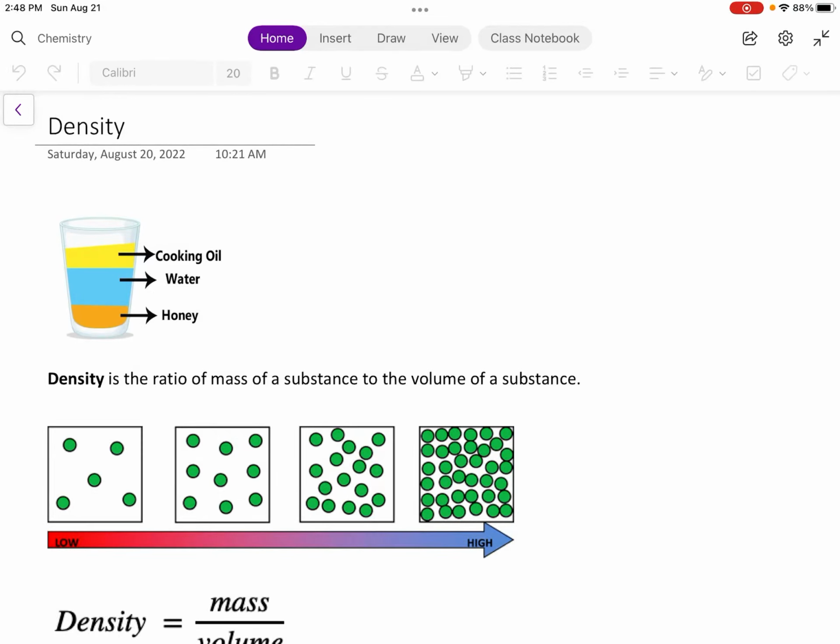We are looking at density today. So all of y'all have had some experience with density in your other science classes. Here's a quick example of density. We have cooking oil, water, and honey.